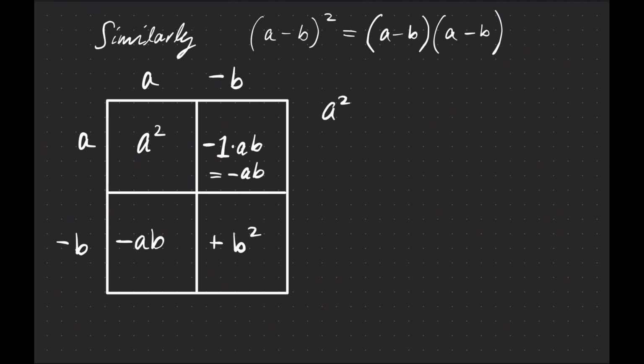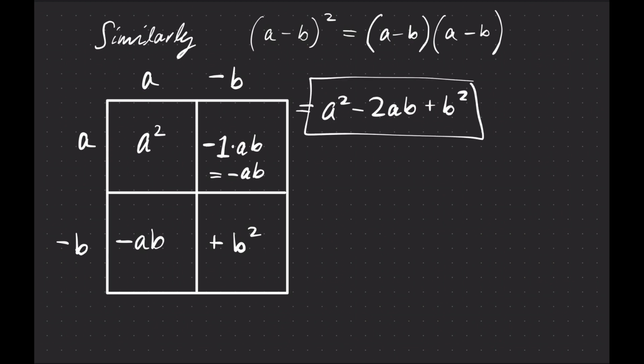Of course, dragging my terms back out, we'll get a squared minus 2ab, because there's two negative ones, plus b squared. Very, very, very similar to the last one, except one key difference: there's a minus on this second term. So whenever you have a minus inside these parentheses, the result is you're going to have a minus here.